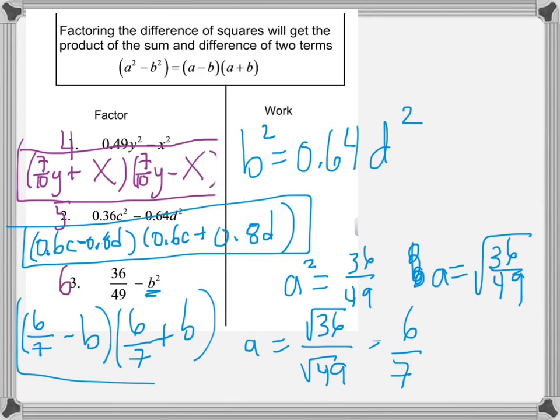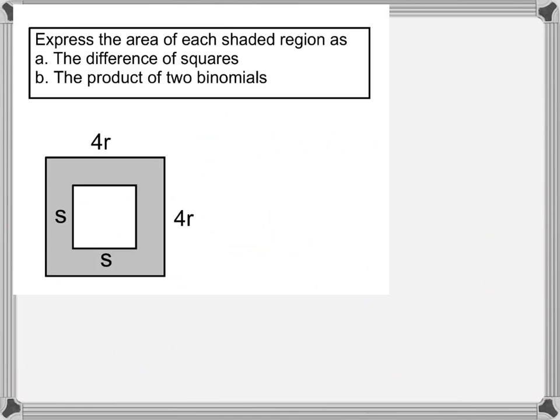And that's it. Okay, I think that's the last, oh, 2 more slides. Okay, so we have to express the area of each shaded region as a, the difference of squares, and b, the product of 2 binomials. So express the area of each shaded region. Now, this is a particular type of problem where you have to figure out, it's like the cube and cylinder problem we had a couple days ago, where you have to like cut one out from another.